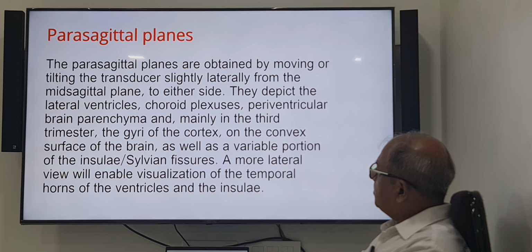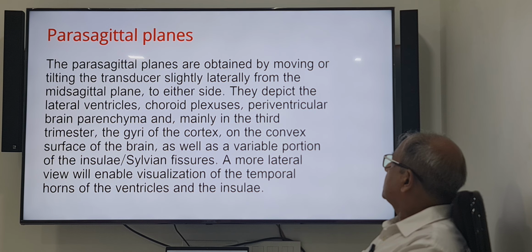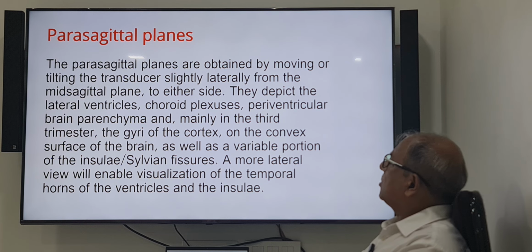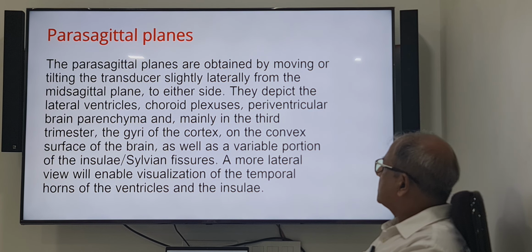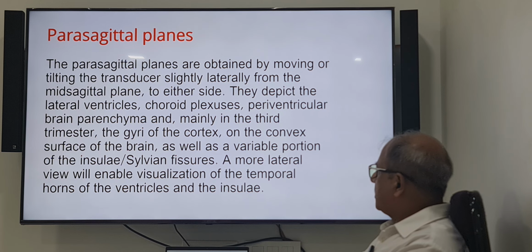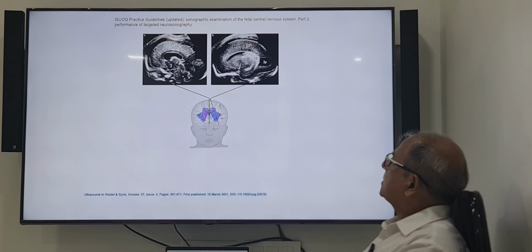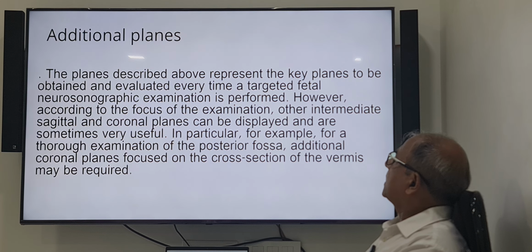and parasagittal planes, the choroid plexus, the different periventricular brain parenchyma, mainly the third ventricle. A lot of gyri and sulci we can see, and the insula, sylvian fissure, and a more lateral view will be the visualization of the temporal horns of the ventricle. So this is the way we do our targeted sonography.